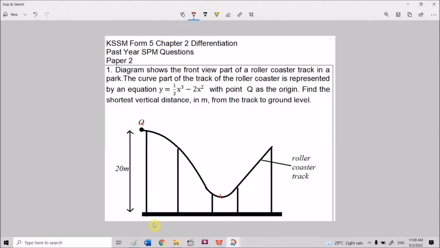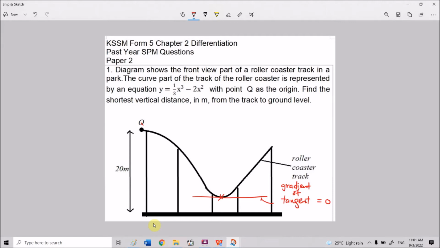Now back to our question. How are we going to find the coordinates of this point? Since this is the lowest point, this is the minimum point. In order to find the minimum point, we know that for a given curve, at the minimum point, the tangent is a horizontal line. And since the tangent is a horizontal line, the gradient of the tangent equals 0. Because it is a horizontal line, the gradient is 0. So the gradient of the tangent is 0. And how do we find the gradient of a tangent?